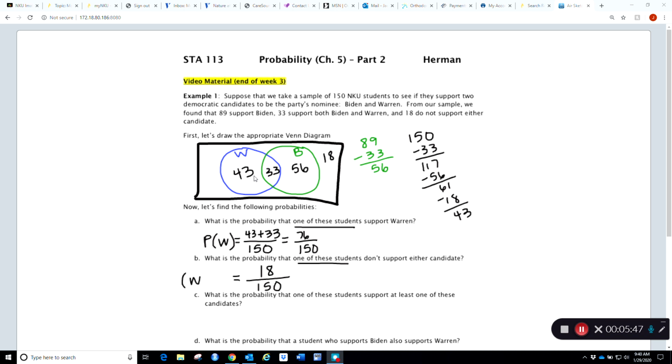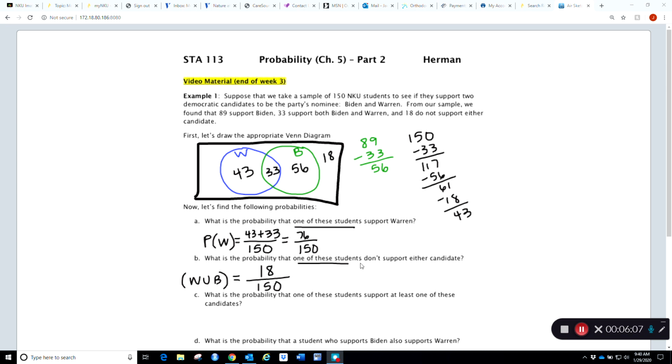So if I look at where Warren union Biden is, that would be all of these numbers together. Because that's going to be you support one candidate, the other candidate, or both candidates. So it's going to include all of that. Well, that's what I don't want.